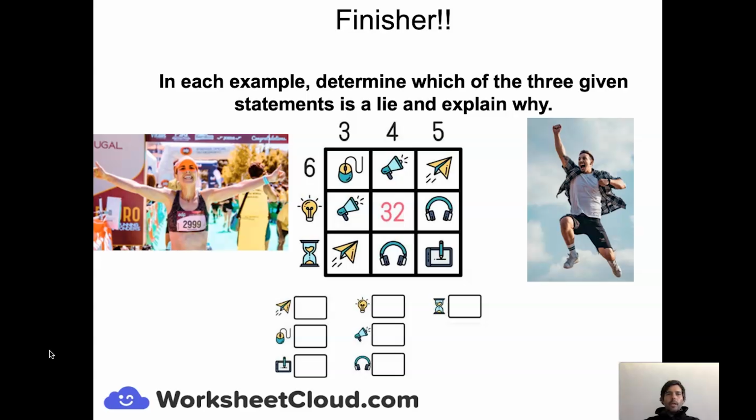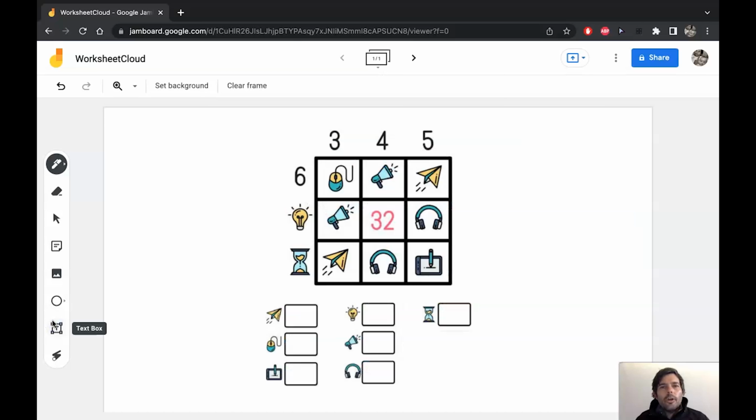Your clue is your left-hand side column. So the number 6, the light bulb, and the hourglass. You need to multiply with 3, 4, and 5 across the top, and that will give you the answers to the symbols. See if you can work it out, and then press play to come back to have a look at the answer. Welcome back. Let's see how you got on.